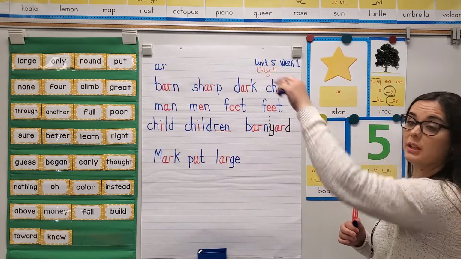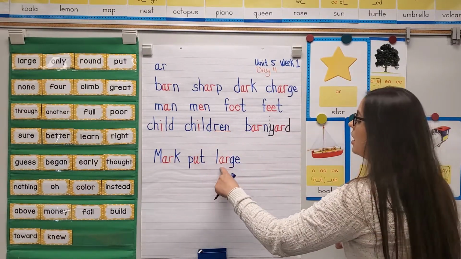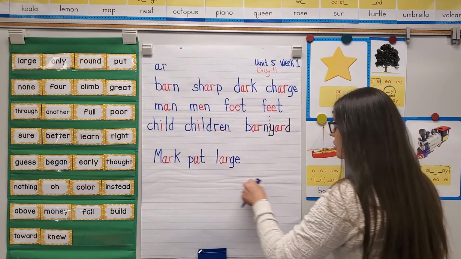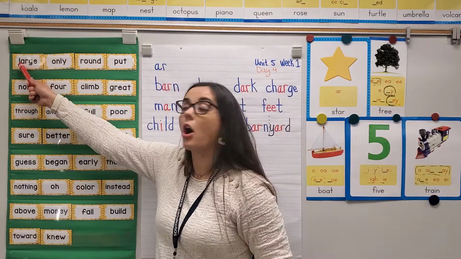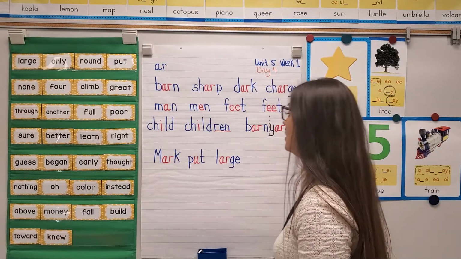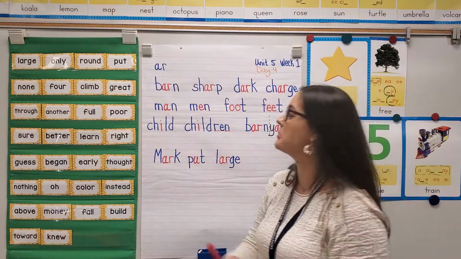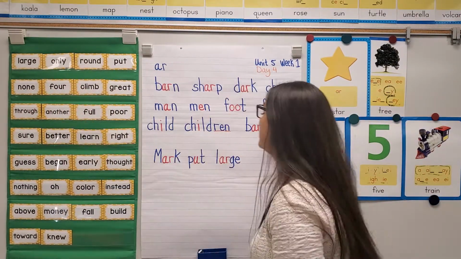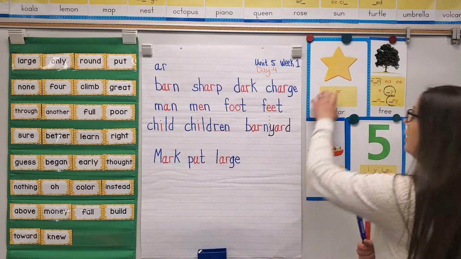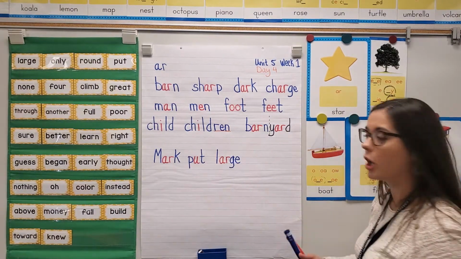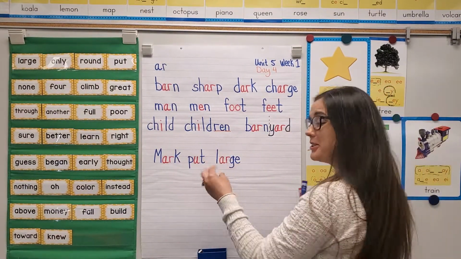G-E, soft G, ja, ul, R, ja, large. Oh, look, that is also a new high frequency word. So now just more high frequency words that we know we can sound out because we're learning these new sounds. Like A-R, we know that says R now, so we can put those all together.